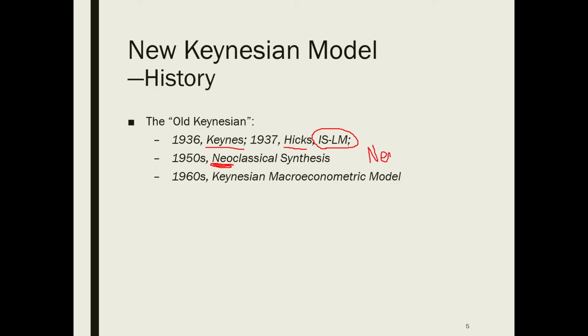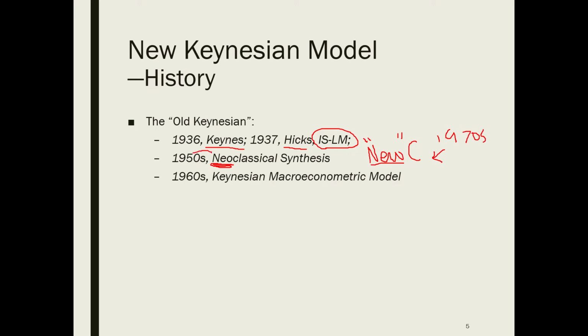Note that this neoclassical synthesis is not the same as our new classical here. The new classical we have discussed in the previous chapter is NEW. That new classical model is a school of thought after the 1970s. But what we have talked about here in the 1950s is NEO classical synthesis.